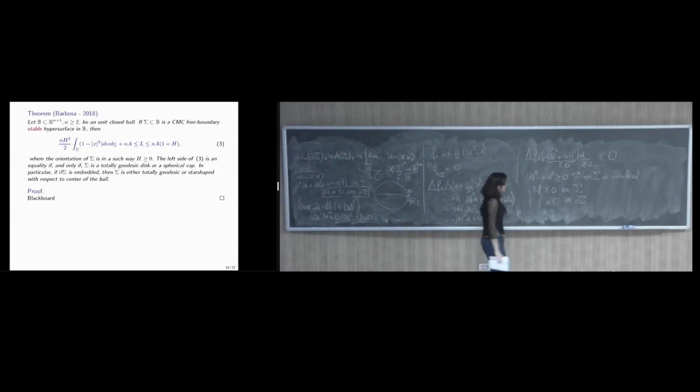So you can calculate a little more. And if sigma is not umbilical, what can I do? I need more space, so let's move on.